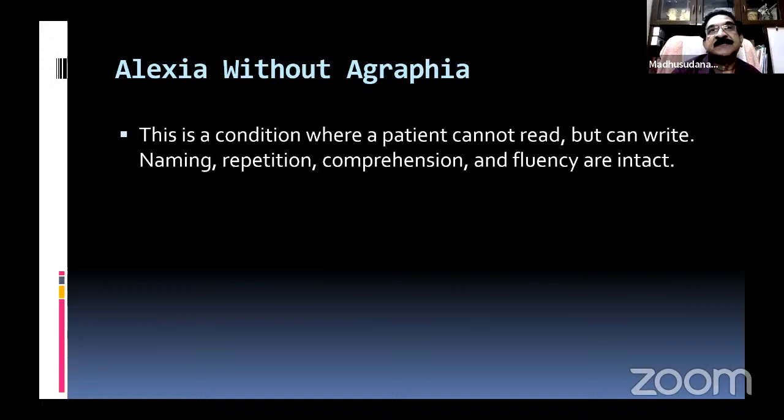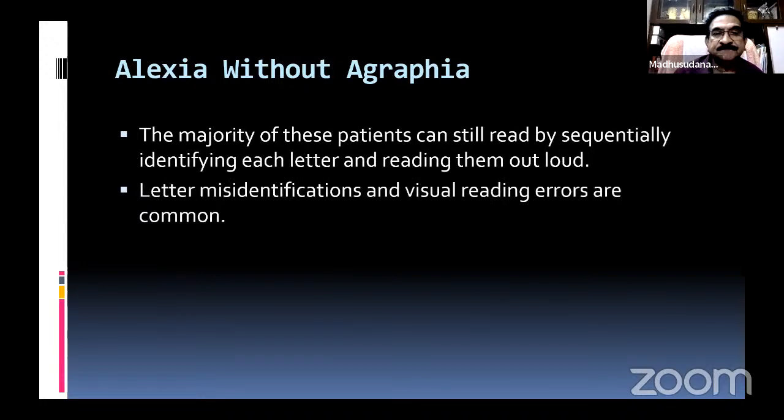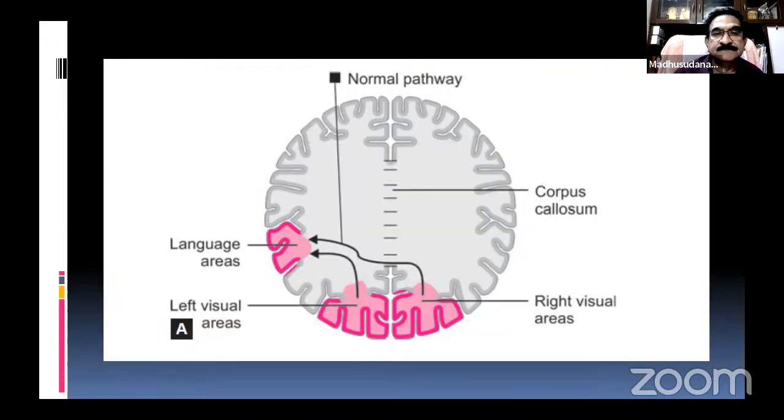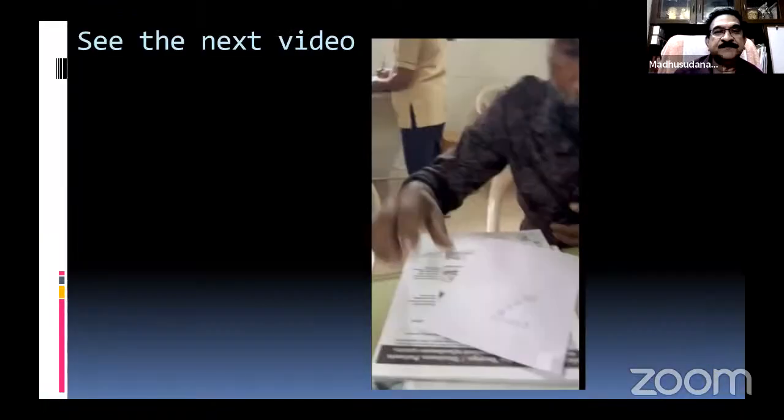Depending upon which system is affected, you can have surface alexia, phonological alexia, or deep alexia where both are affected. So, any questions? Clear. Okay, now I'll go to the next video.